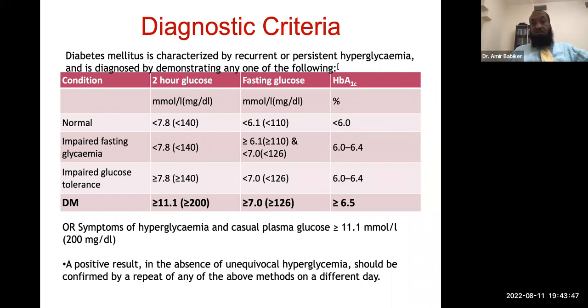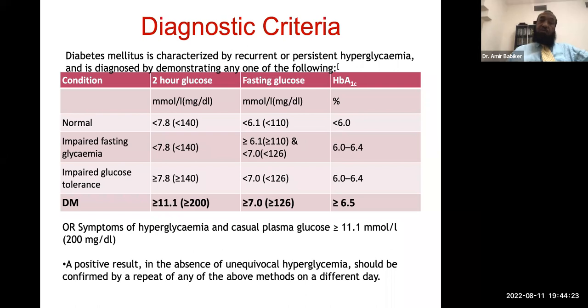Less than 110, yes, this is usually normal in the fasting state. Between 110 and 126, this is impaired fasting glycemia. Above 126 as fasting, this is diabetes. 126 to 140 is normal postprandial. Above 140 up to 200, this is impaired glucose tolerance. Above 200, this is diabetes. Is that clear?